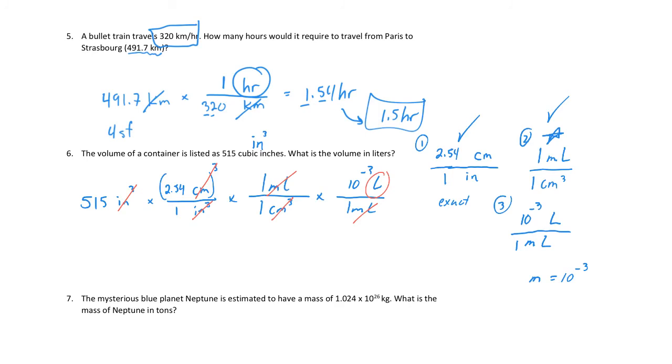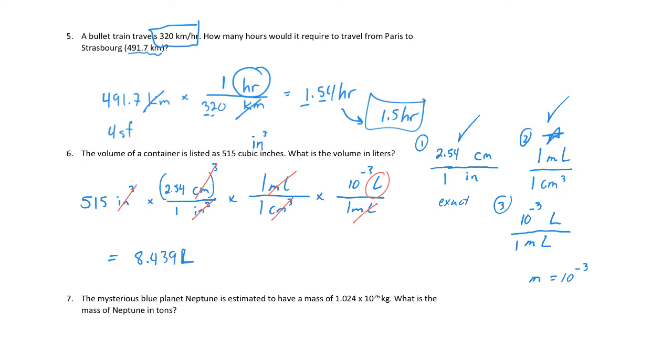And we're just going to plug this into the calculator by taking 515 and multiplying it by, make sure you use parentheses, 2.54 cubed. Then you can multiply and divide by 1, but basically what you're going to end up doing is multiplying by 10 to the negative third power. Again, making sure you use parentheses correctly. And the calculated value for this is, I believe, 8.439, and that would be units of liters.